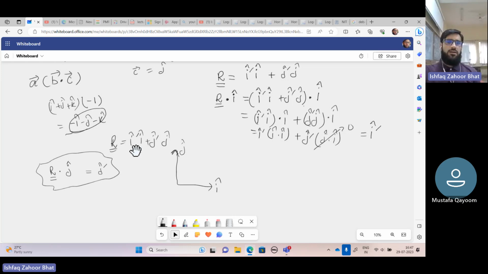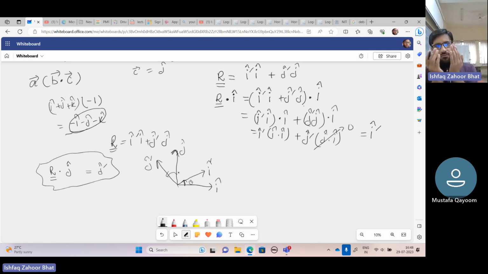Okay, I was saying that R is this, and that if you take R and dot it with J, you will get J dash. This is our fixed frame, I and J. And you rotate your body frame, and this is the body frame configuration after some time. You get this I prime from this I. How? You get it simply by taking the dot product with R. So basically this I and I dash were the same. When you rotate this I, you get I dash. When you rotate this J, you get J dash.